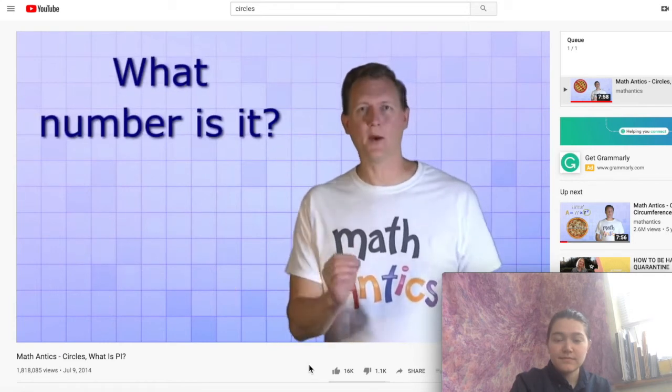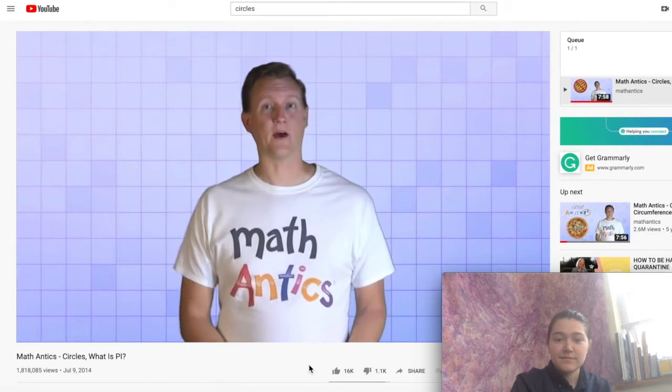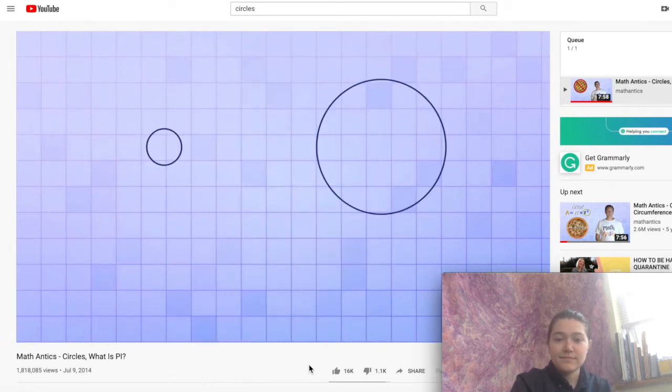Okay, but what number is it? What's the value of pi? Well, to figure that out, have a look at these two circles, one big and one small. We're going to imagine that our circle's diameters are flexible like a piece of string, and that we can wrap them around the outside edges, circumferences, of the circles.